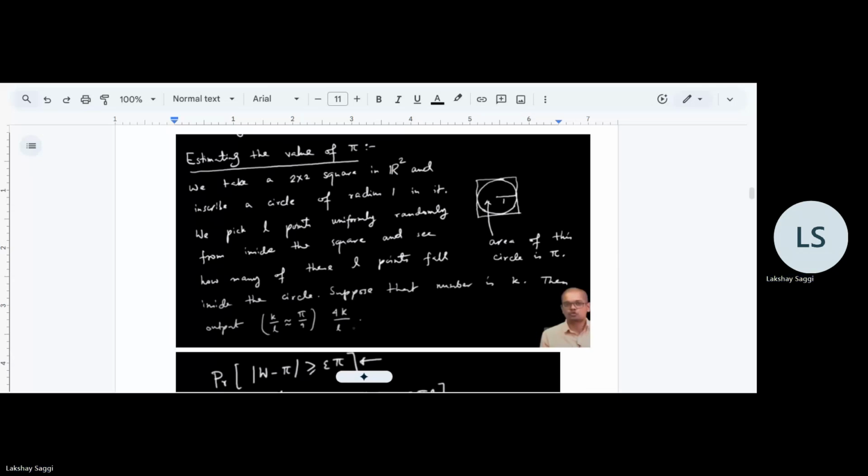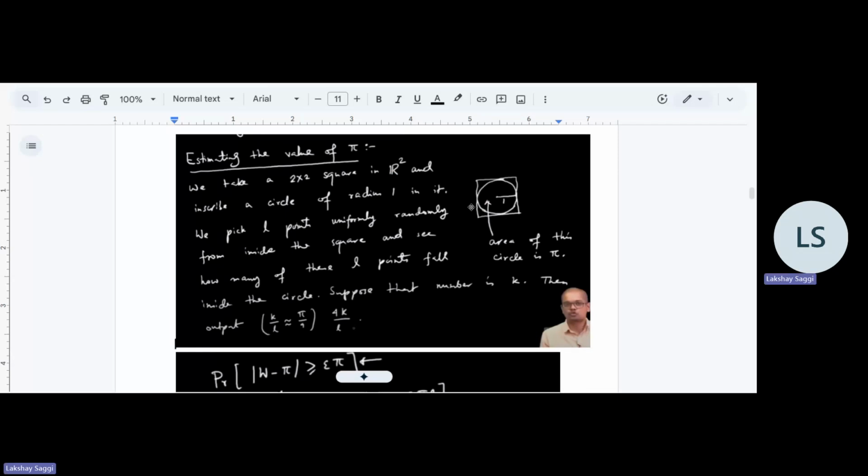I really like this specific idea, although it's very widely known. It's a really nice use of randomization. So suppose our goal is to estimate the value of pi. Suppose we take a 2 by 2 square in R squared. So in a plane, let's say we draw a square which has side length 2.